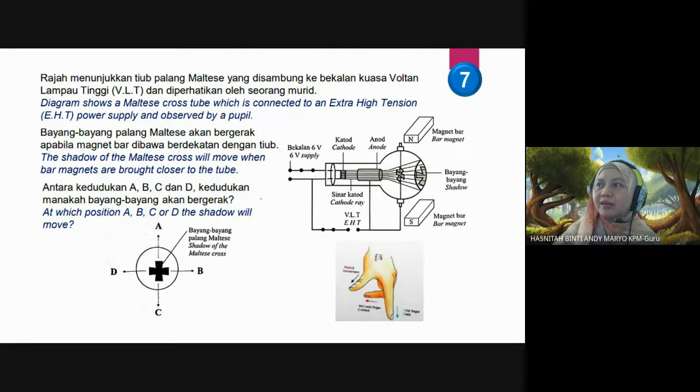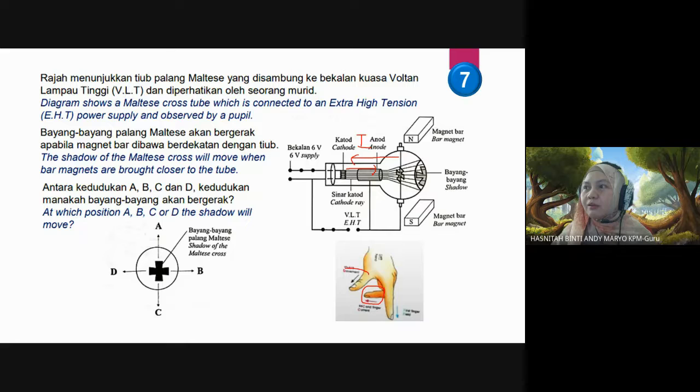Okay, you are given again a Maltese cross tube. Now we place two bar magnets at this position. North is placed on top and south is placed at the bottom, which means your index finger will be pointing downwards, pointing to the south. And then this is the direction of the cathode ray, which means current flows in the opposite direction. So you see the middle finger pointing in this direction, index finger pointing downwards.